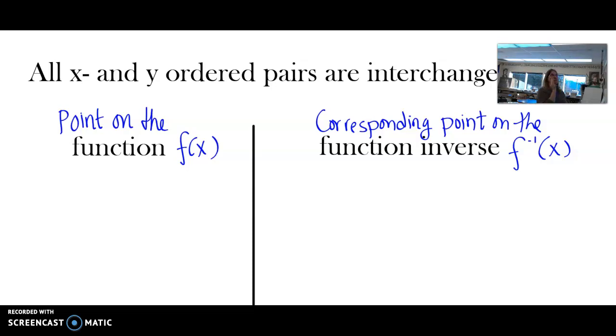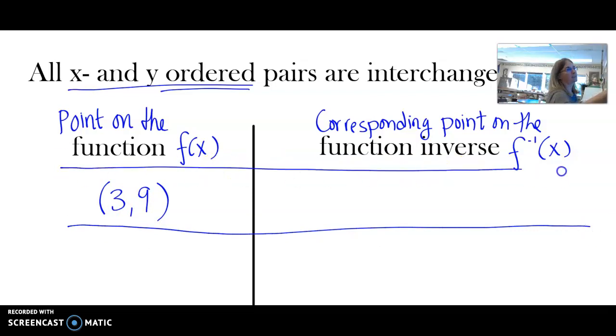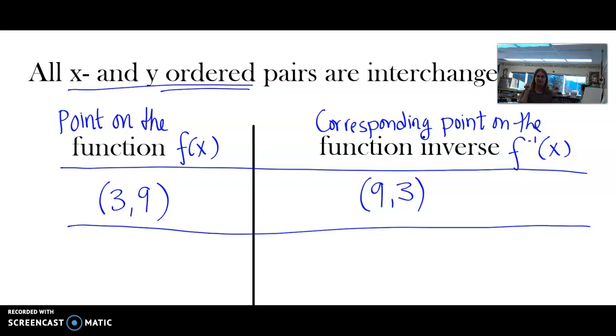Okay, so with a function and its inverse, this is what you need to know. All x and y ordered pairs get interchanged, because our inputs and our outputs switch. So let's say you have a point on a function f of x, like the point 3, 9. Well, if 3, 9 is on the original function, then the point that I know is going to be on the inverse function or relation is going to be 9, 3. The x's and the y's, the inputs and the outputs, are interchanged.